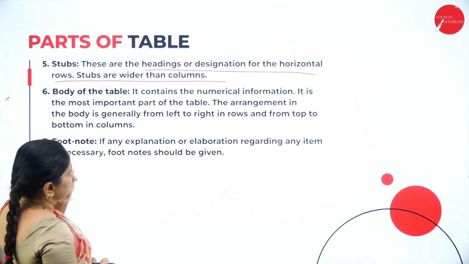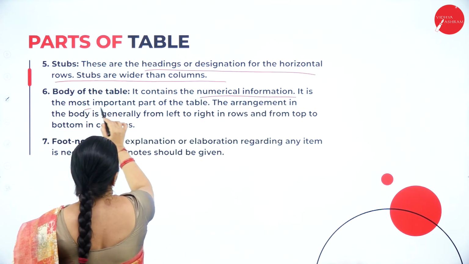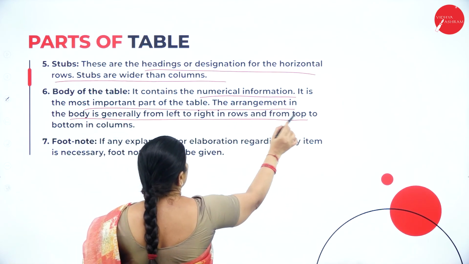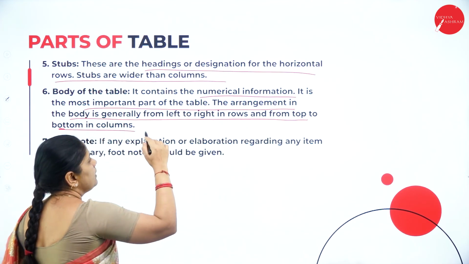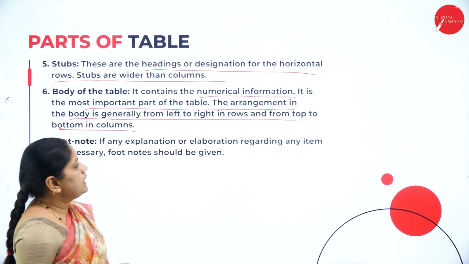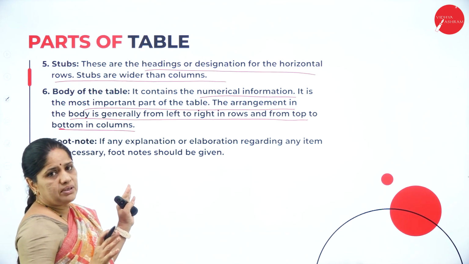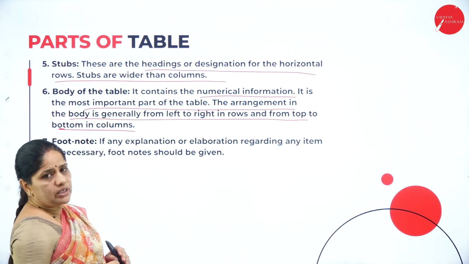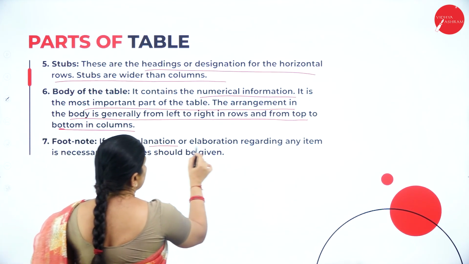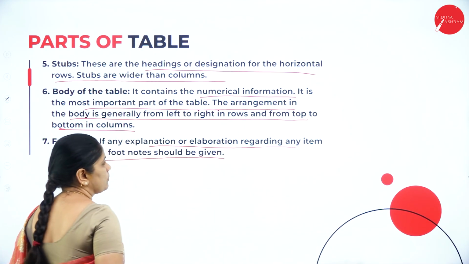Then body of the table. It contains the numerical information. It is the most important part of the table. The arrangement of the body is generally from left to right in rows and from top to bottom in columns. The entire body of the table is the central part of the table, where from left to right and from top to bottom we have various rows and columns. Then the footnote: if any explanation or elaboration regarding any item is necessary, a footnote should be given.